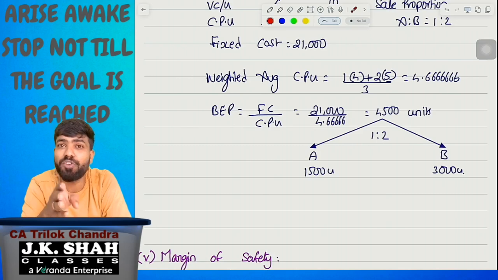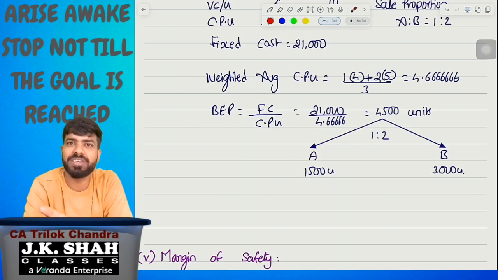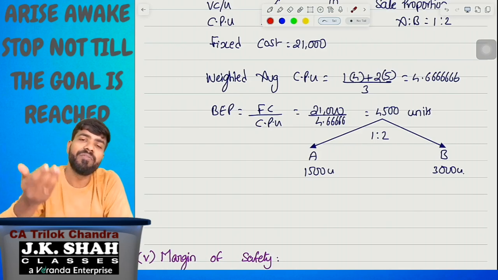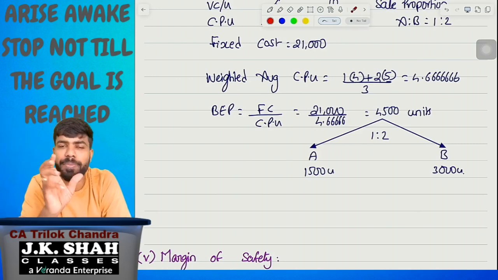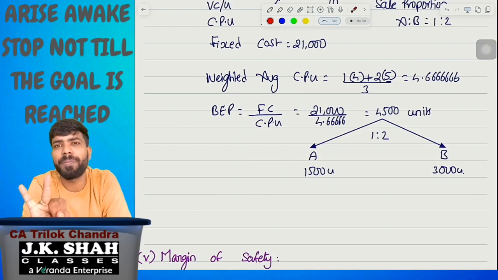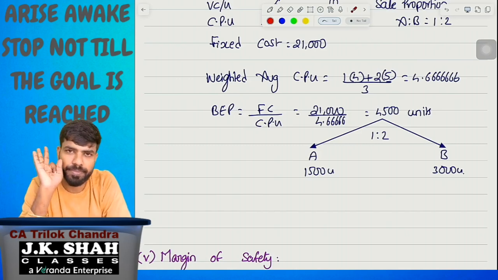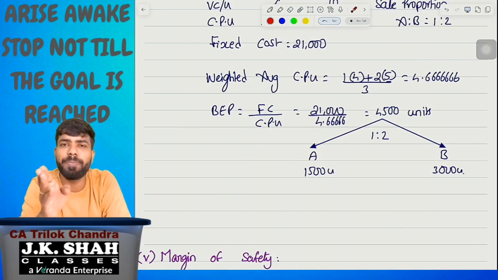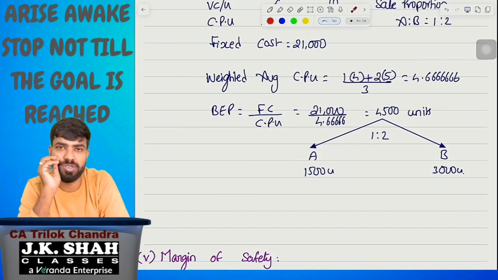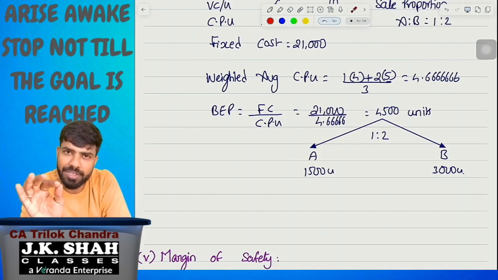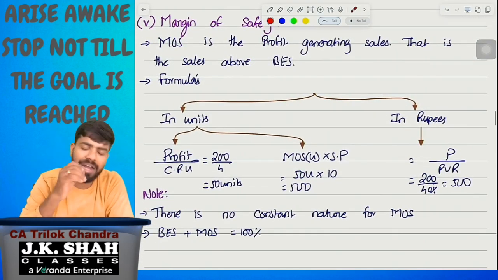And as I told you, break-even point is constant. As the fixed cost is constant, break-even point is also constant at different levels of sales. What does it mean? When the sales keep on increasing, the break-even point is not going to increase, subject to the condition that selling price, variable cost per unit, and fixed cost should be constant. When sales changes, BEP and PVR will not change. But when the selling price changes, BEP and PVR both will change. Clear? Understood? Okay? Now, margin of safety.